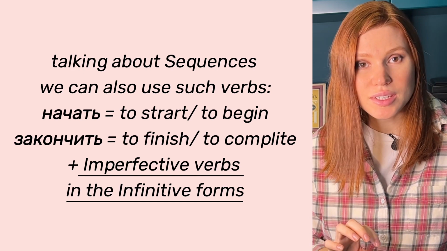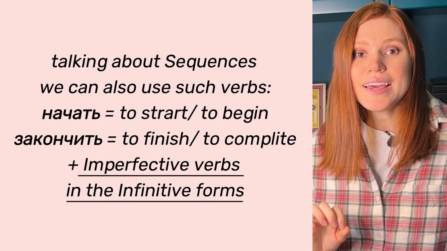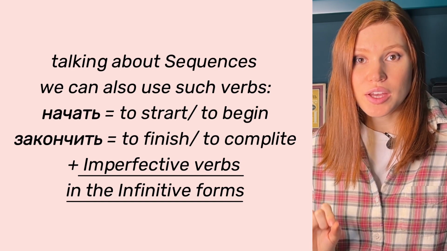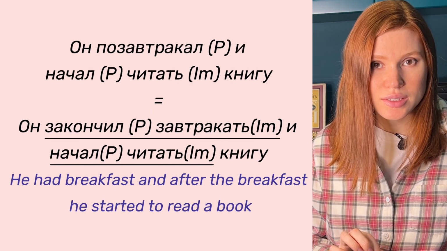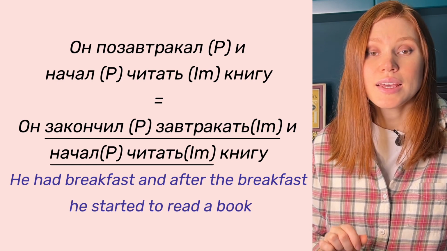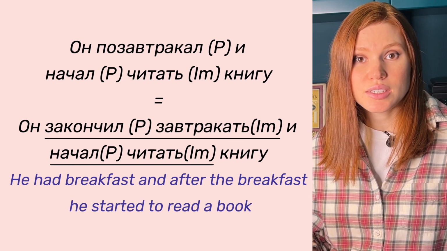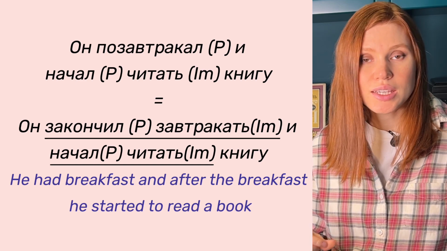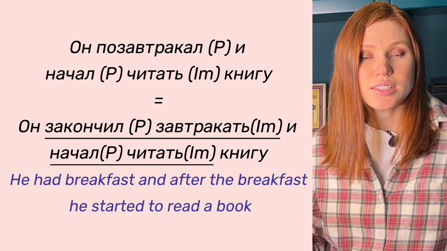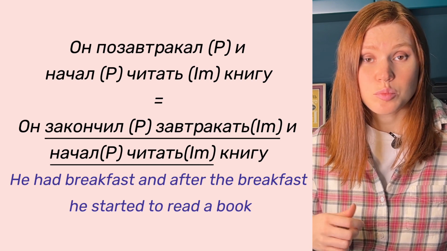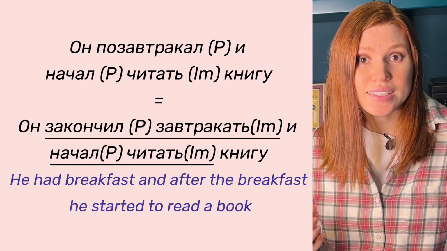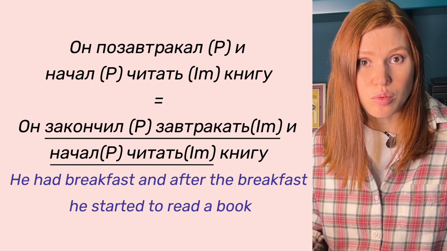And after them, we need to use the infinitive form of the verb in the imperfective version. Let's see example. Он позавтракал и начал читать книгу. Or он закончил завтракать и начал читать книгу. He had breakfast and after the breakfast he started to read a book.